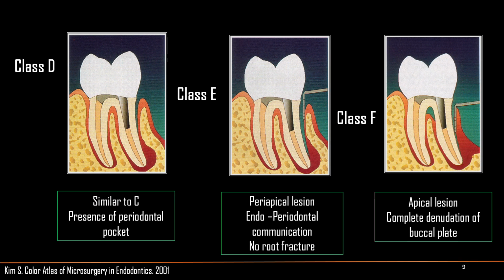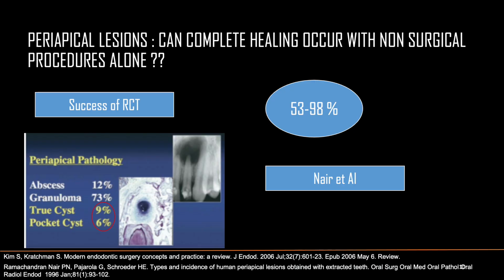Class D is similar to class C, but it has the presence of a periodontal pocket. In class E, there is a periapical lesion, there is proper endoperiodontal communication and there is no root fracture. Whereas in class F, there is an apical lesion and there is complete denudation of the buccal plane. So the Cohen and Burns classification is basically a classification that helps you select cases for endosurgery.